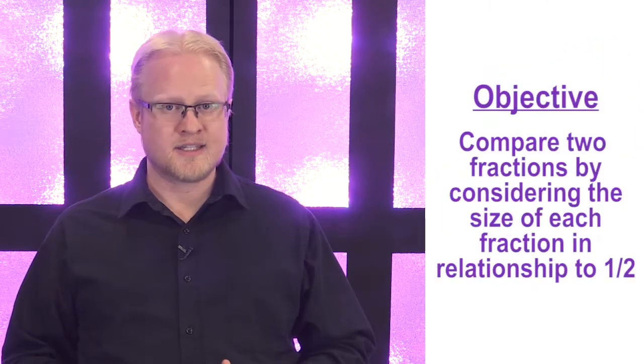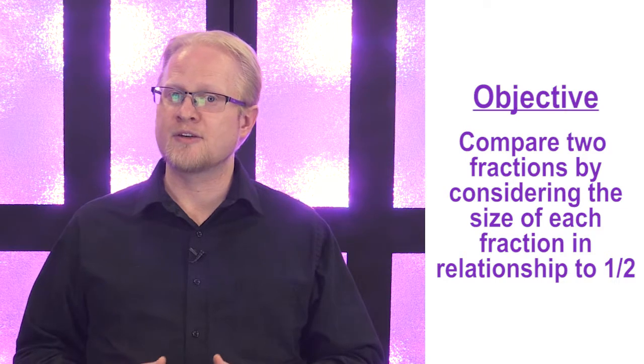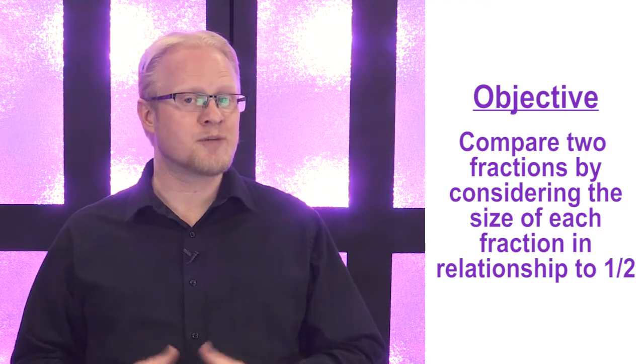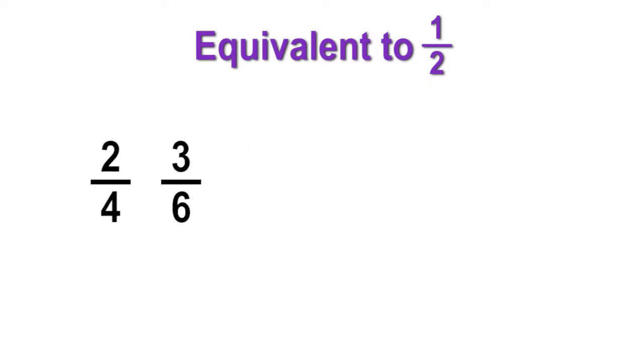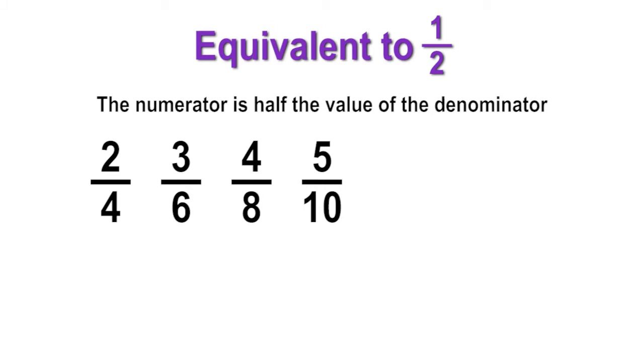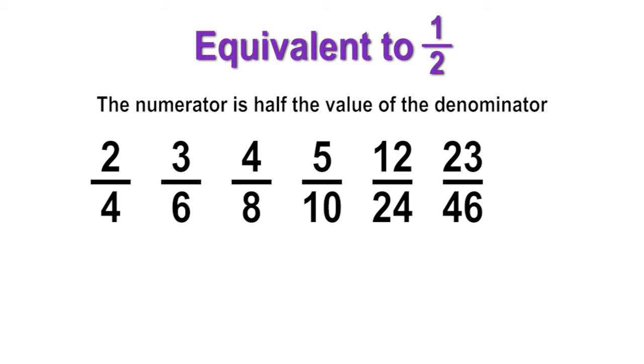The objective of this lesson is to compare two fractions by considering the size of each fraction in relationship to 1/2. Let's create a list of fractions equivalent to 1/2: 2/4, 3/6, 4/8, and 5/10. Notice that each fraction equivalent to 1/2 has a numerator that is exactly half the denominator. We can use this idea to identify additional fractions equivalent to 1/2. For example, 12/24, 23/46, or 75/150.